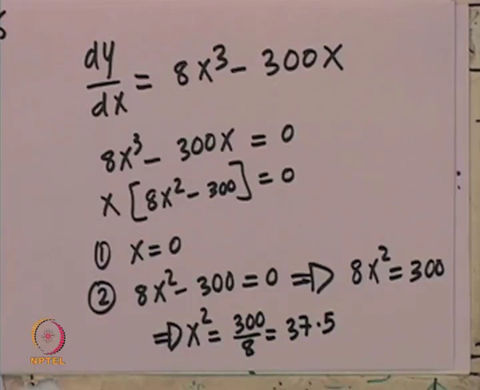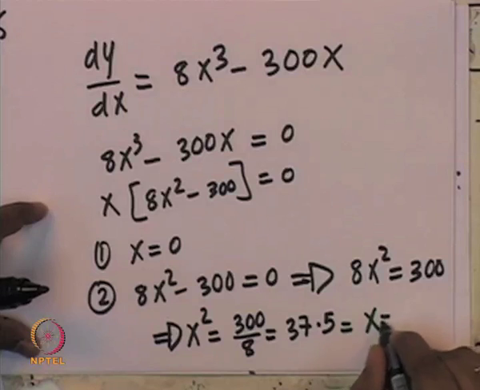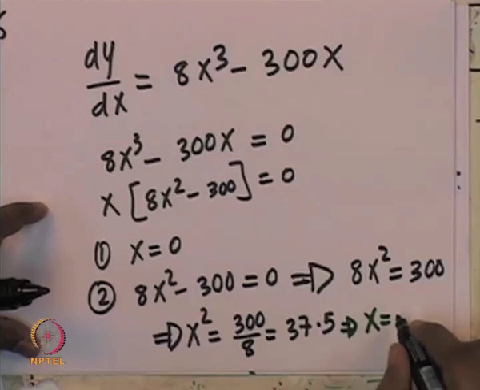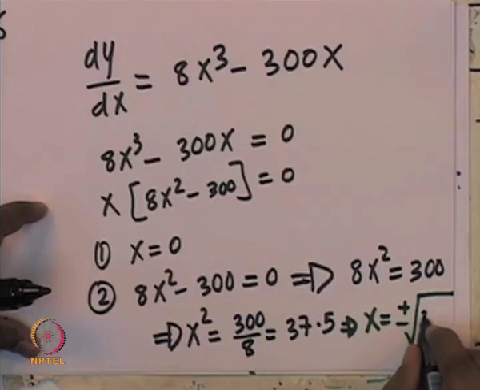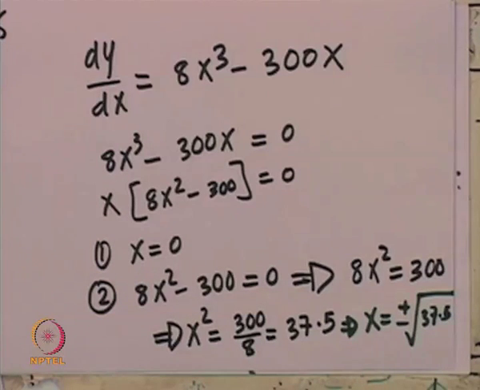So, x square is 37.5. So, x is square root of 37.5. This implies that x is equal to plus or minus square root of 37.5. You know the square root of 36 is either plus 6 or minus 6. So, 37.5 will have a square root which is just above 6. So, you can find out the square root of 37.5.